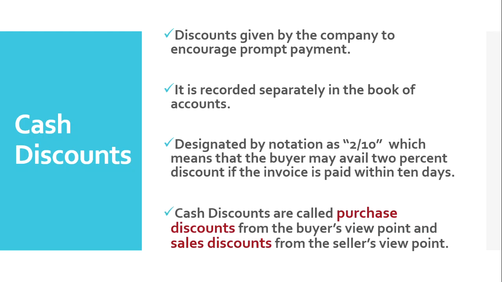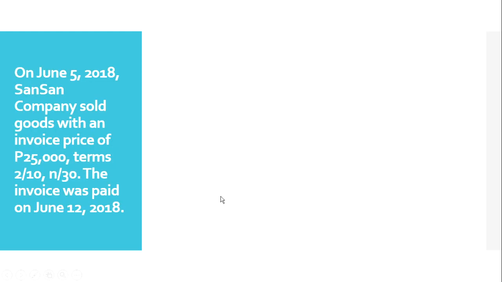Cash discounts are called purchase discounts from the buyer's viewpoint and sales discount from the seller's viewpoint. So, kung ang nagre-record ng transaction, ang account title na gagamitin mo kung ikaw ay buyer ay purchase discounts. Kung ikaw naman ay seller, kung ire-record mo to, ang tawag naman sa cash discount ay, ang account title mo dyan ay sales discount. Okay, let's have an example.